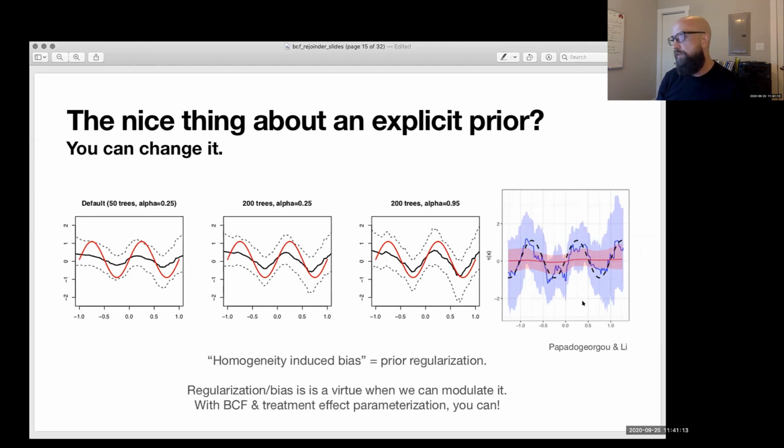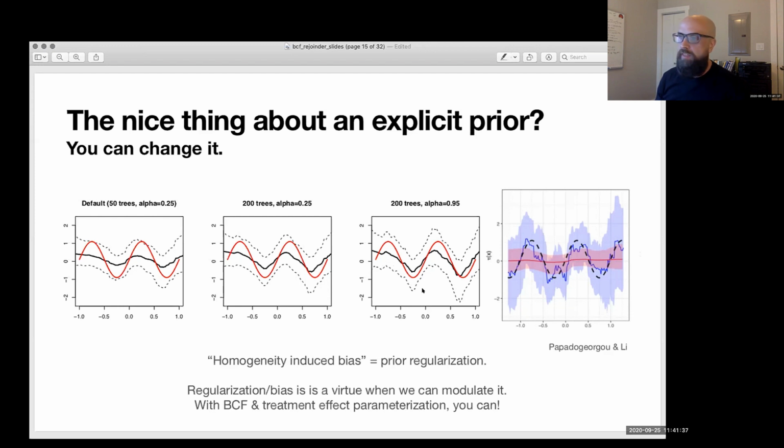So the plot over here on the right is one of the scenarios that they presented in the discussion, where we have this highly oscillating function here. We have a relatively small sample size, and the blue in their picture is the separate regressions estimate of treatment effects. The red is a BCF estimate of treatment effects, and the black dashed line is the truth. That's in their picture.